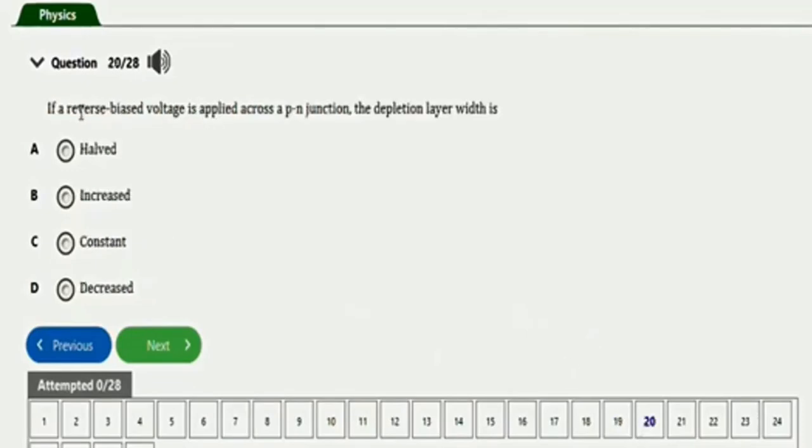It says if a reverse bias voltage is applied across a PN junction, the depletion layer width is: halved, increase, constant, decrease. So since it's talking about reverse bias, basically the depletion layer width will increase. Okay, option B is the right option. The next question will be this one.